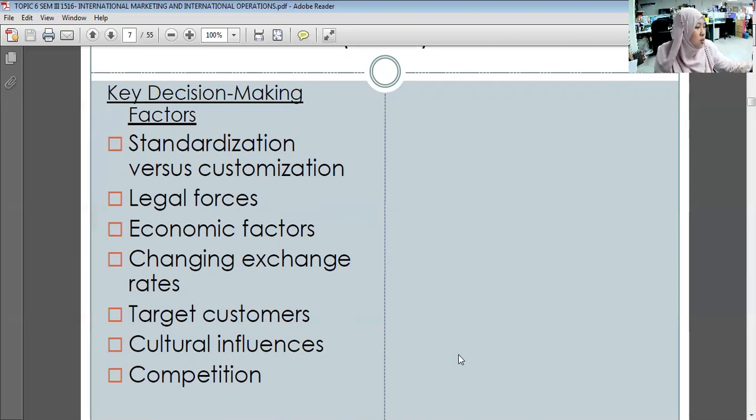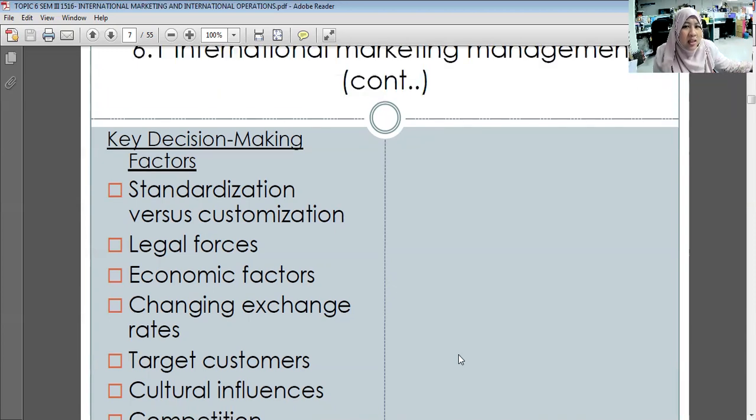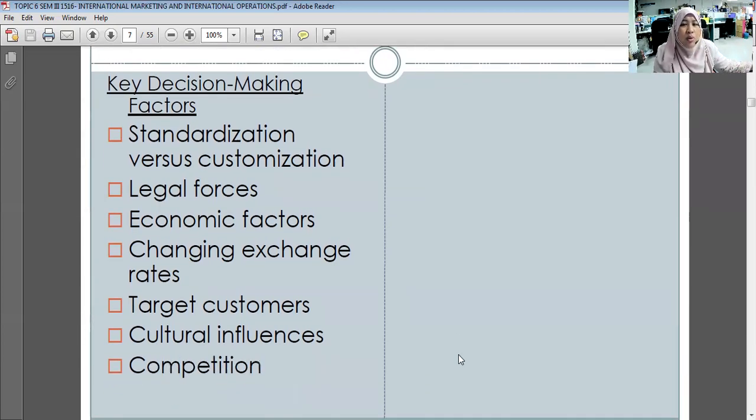And also, when we're talking about international marketing management, we do have legal forces. Certain legal forces do not encourage marketing to be done that way in your country.